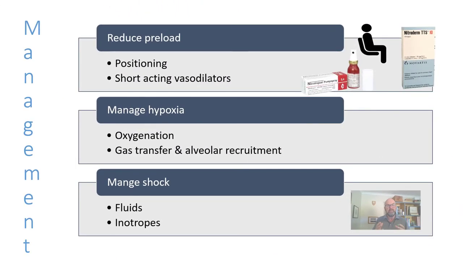So we have three main strategies that we're going to look at in this situation. We're going to concentrate on the first two, which is the management of preload and the management of hypoxia. So, reducing preload. Now, preload is the force that's applied to the ventricular wall before systole. And the most significant element of preload is going to be the amount of blood that enters the ventricle during the diastolic phase.